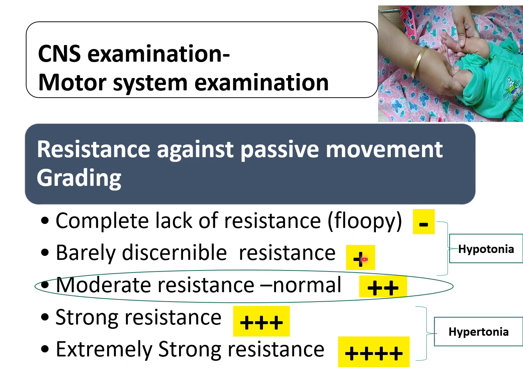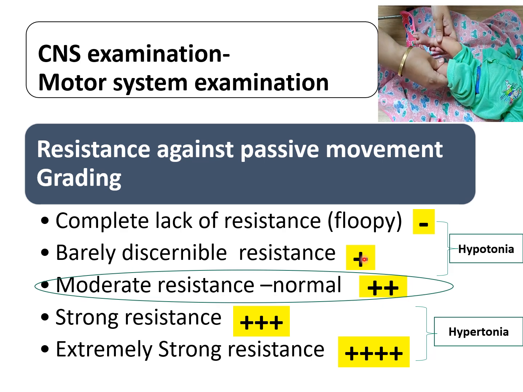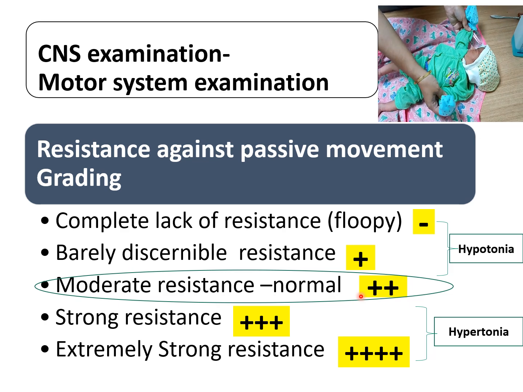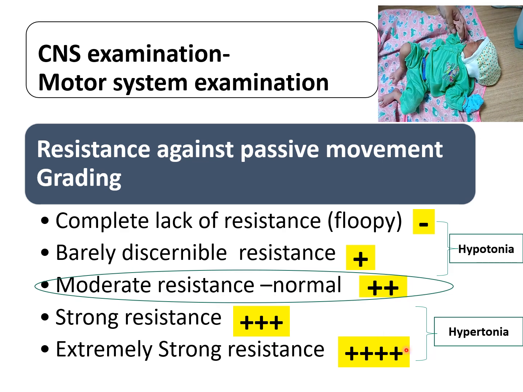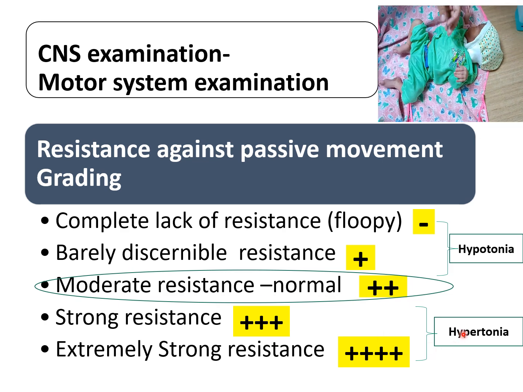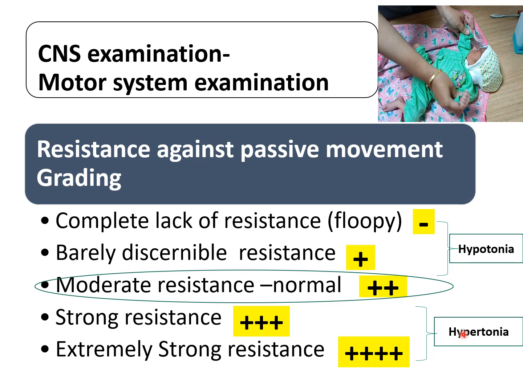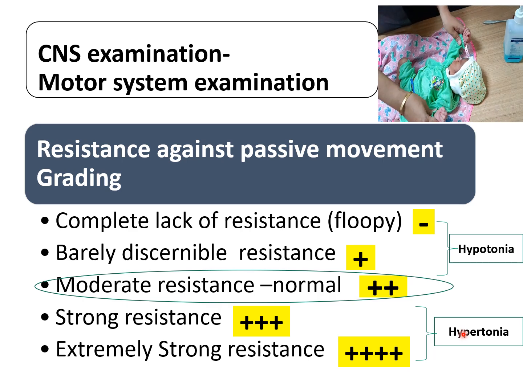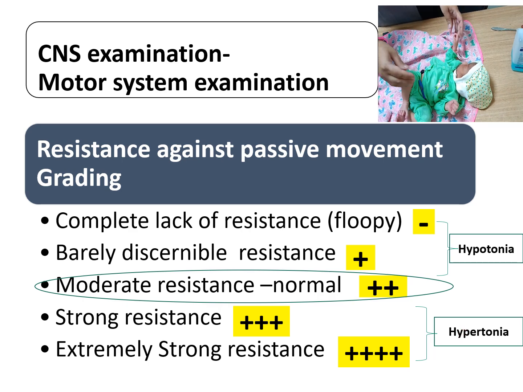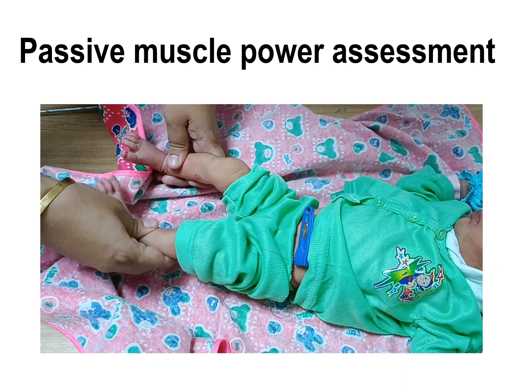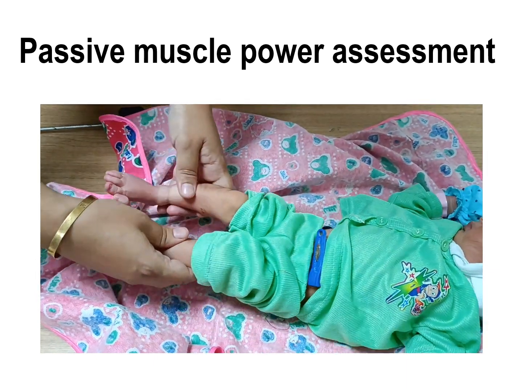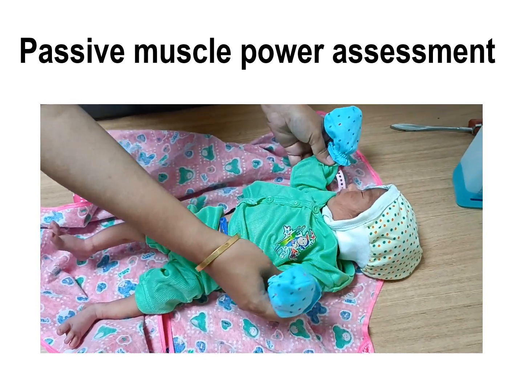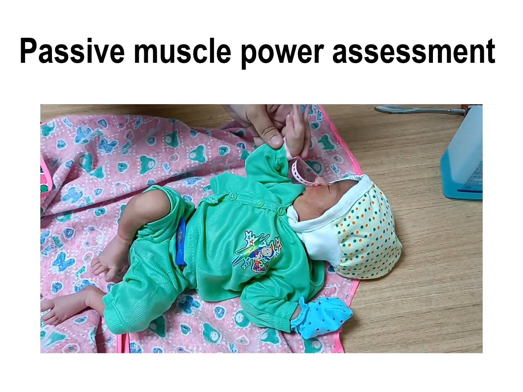Minus 1 and plus 1 grading for the resistance against the passive movement is because of hypotonia. Plus 2 is normal, and plus 3 and plus 4 are because of hypertonia. You are not able to move the limbs of the baby and you are feeling strong resistance. Here in this video you can see, for the passive muscle power assessment, we have to move both the limbs simultaneously and we have to see the power of the muscles.